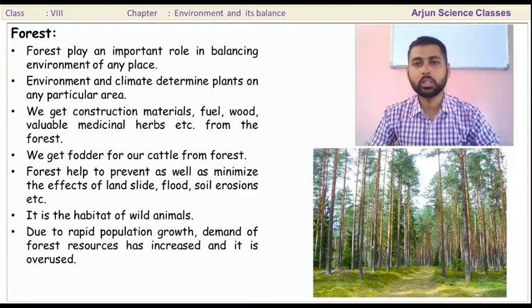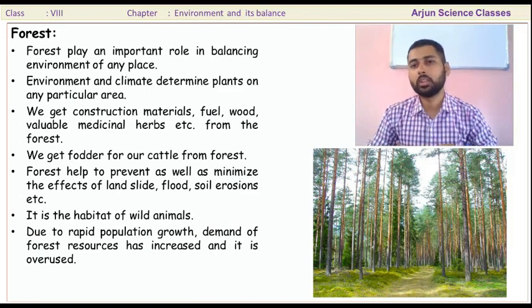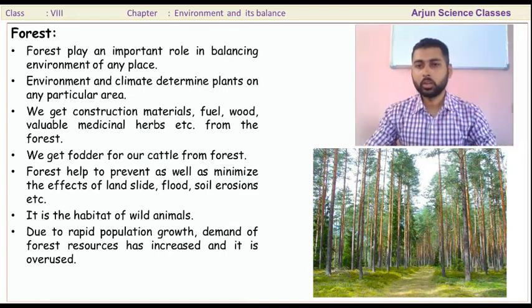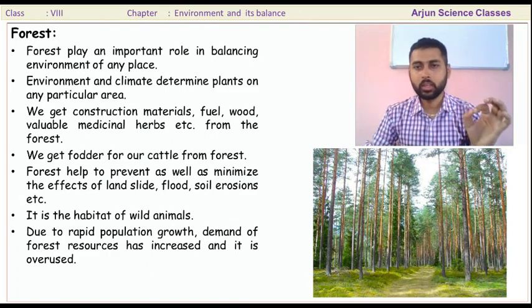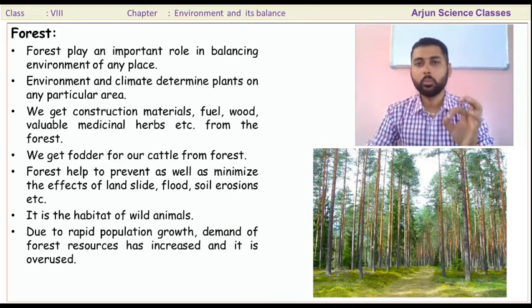Deforestation, of course, in the marginal area. So, in this chapter we have to focus on the dependency of human beings on natural resources. For what purpose? For firewood, for timber, for medicinal plants, and to balance the ecosystem. Forest plays a very important role. This is also one of the important natural resources.